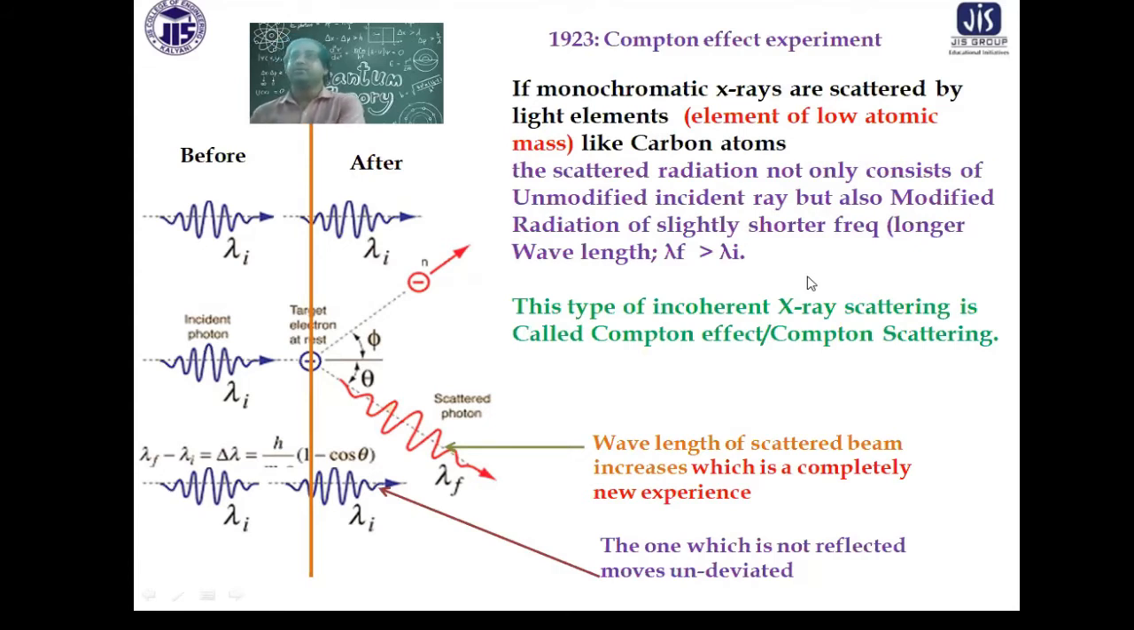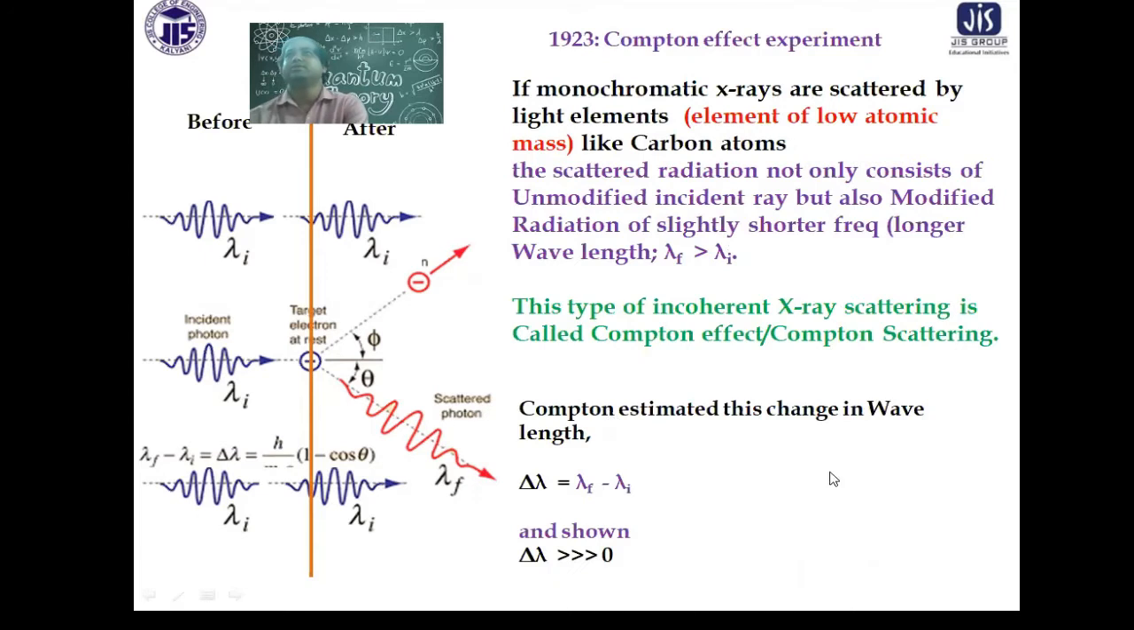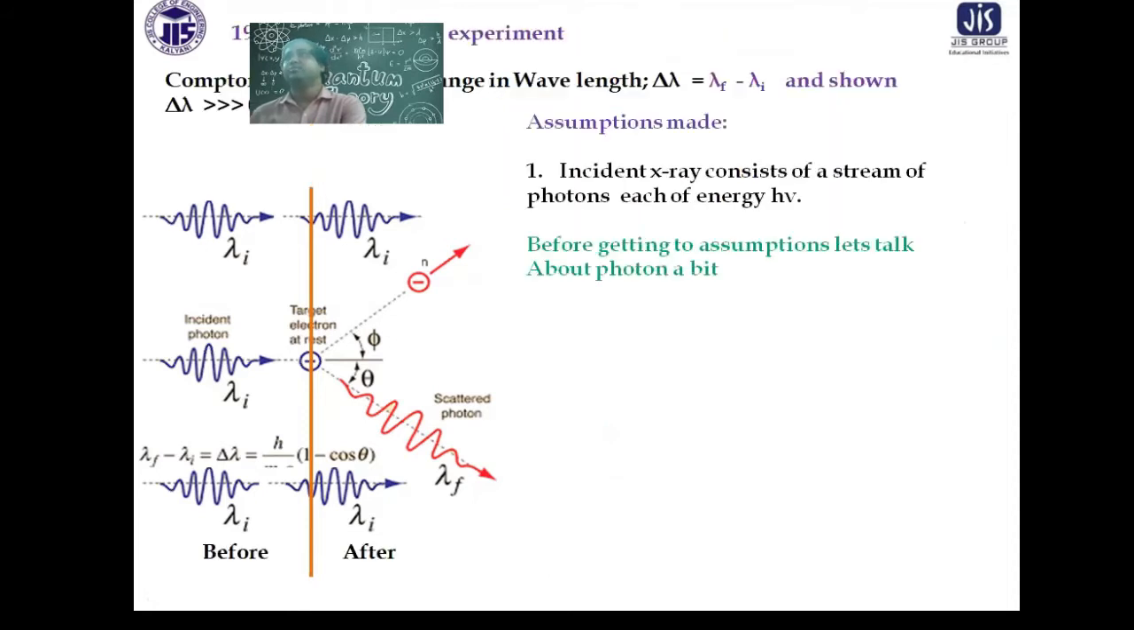But the core doubt is why the wavelength is changing, which you can't explain. That you have to explain now: why is the wavelength getting shifted? What Compton did was actually calculate this change in lambda. Lambda f is the final wavelength, lambda i is the initial wavelength. What you have to show is that wavelength is rising. That calculation was done by Compton.